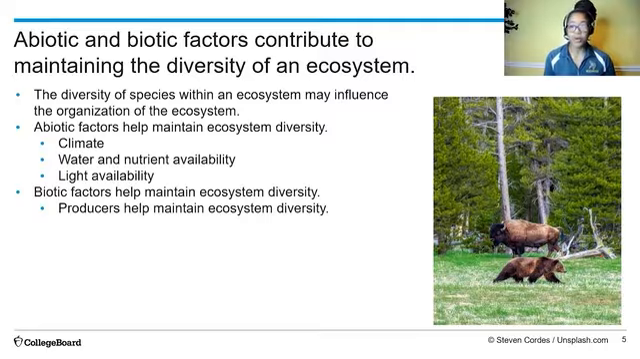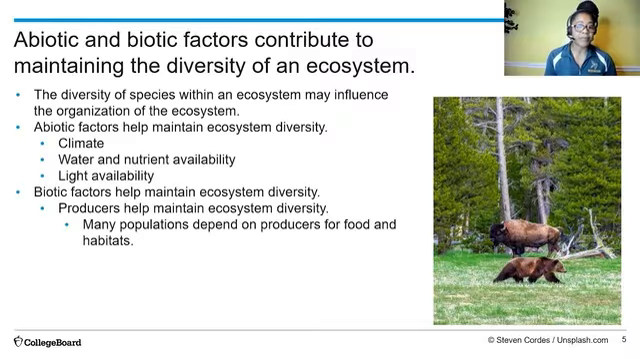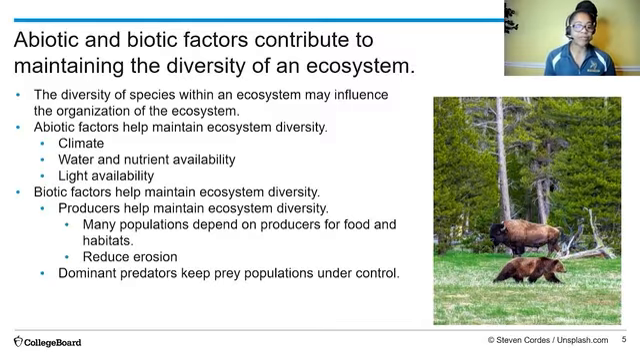Producers help to support other organisms further up in the trophic levels. Many populations depend on producers directly for food and habitats, and all of the other organisms depend upon the producers indirectly. Also, producers help with maintaining landscapes within ecosystems, which is important. They can help reduce erosion. And dominant predators keep prey populations under control. And these will be some of our biotic factors that influence population structure.